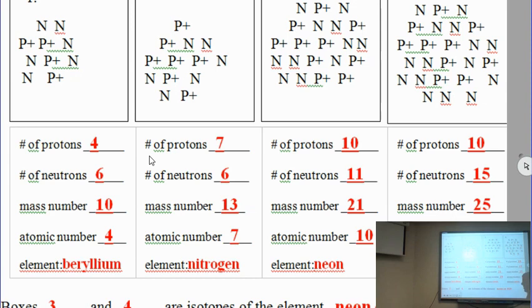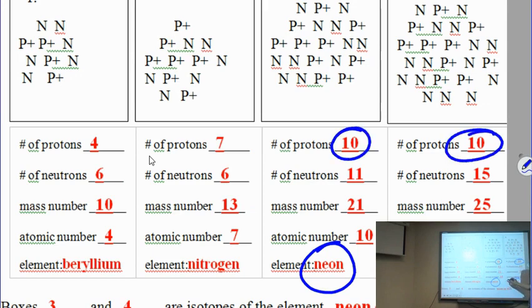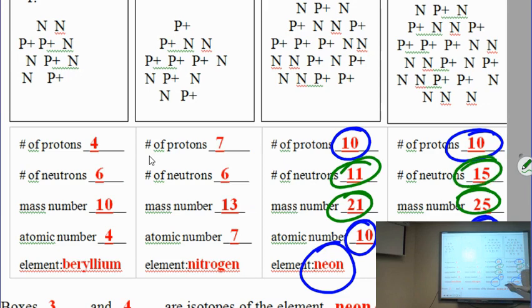On the bottom, it says boxes 3 and 4 are isotopes of the same element. So if we go down here, this one's neon and this one's neon. They both have 10 protons. That's what makes it neon. They both have an atomic number of 10. But if we look right here, the mass number is different. Why is the mass number different? Because this one only has 11 neutrons and this one has 15. So these are the same element, but they have different masses because of different numbers of neutrons. So they're identical twins of each other, but they have different masses.